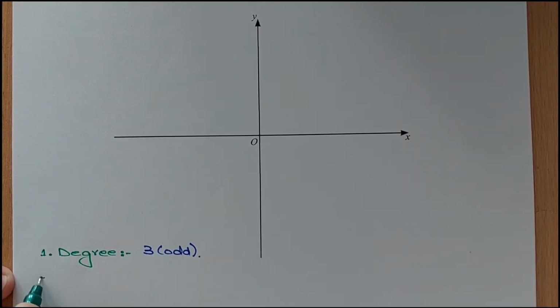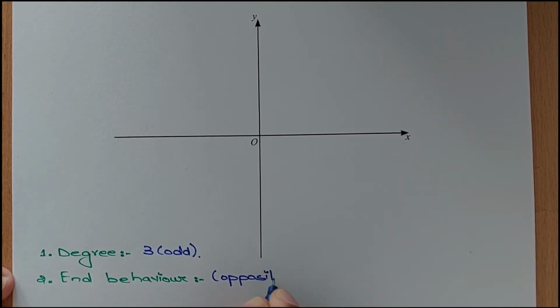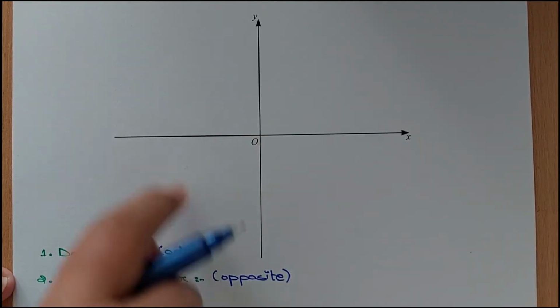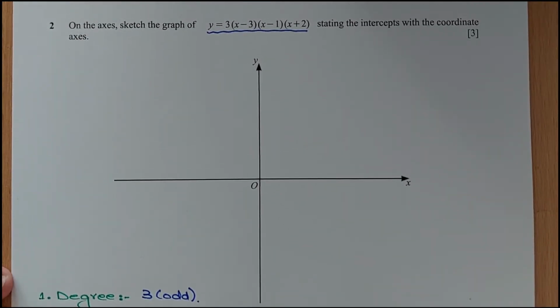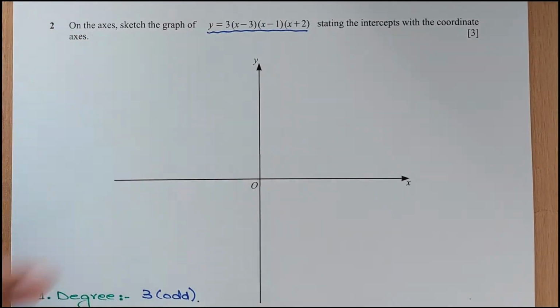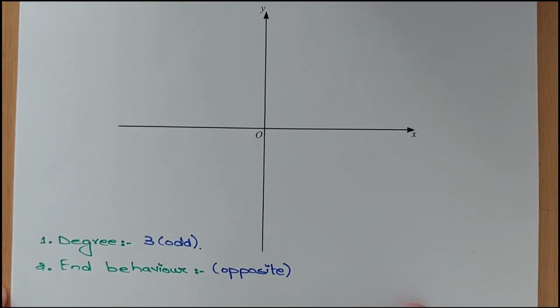Now the second thing, we need to find the end behavior. End behavior means the graph extends from which quadrant. So when the degree is odd, it has opposite end behavior. So opposite end behavior means the graph extends from first to third quadrant or second to fourth quadrant, depending on the sign of the leading coefficient. So what is the leading coefficient over here? Leading coefficient is 3, right? So this is positive.